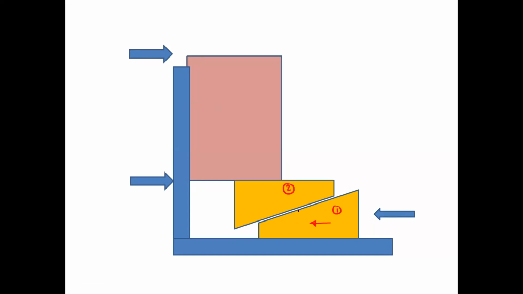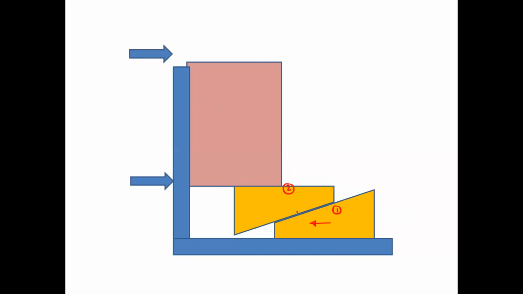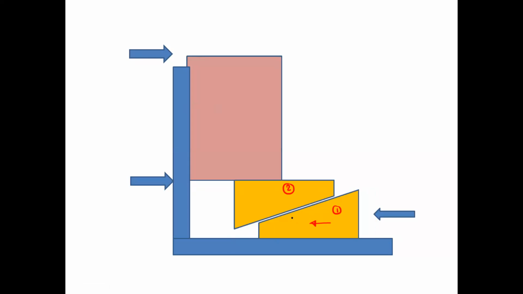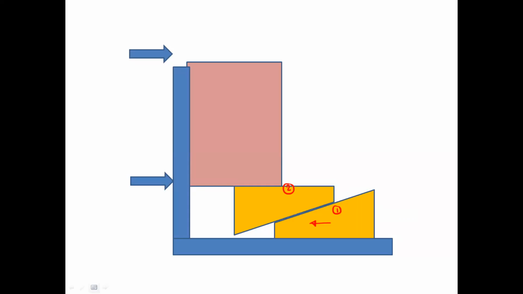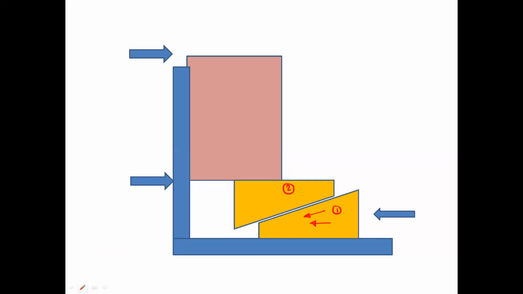If you observe this motion, wedge 1 is moving towards the left side, and wedge 2 compared to wedge 1 is moving towards the right side. So this is the relative motion of wedge 1 on the left side, and at the same time, the second wedge is moving towards the right side. So this is the relative motion between wedge 1 and wedge 2.